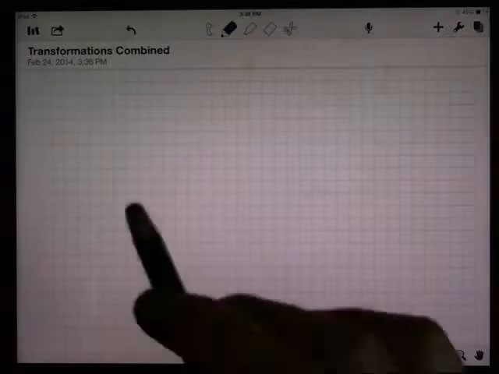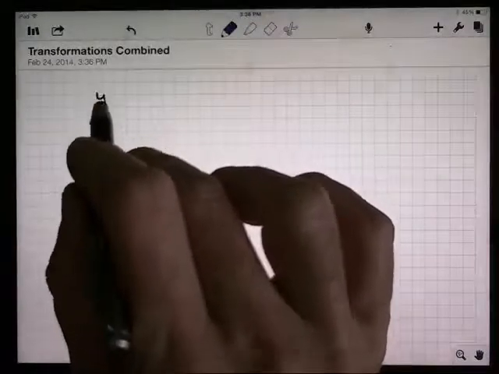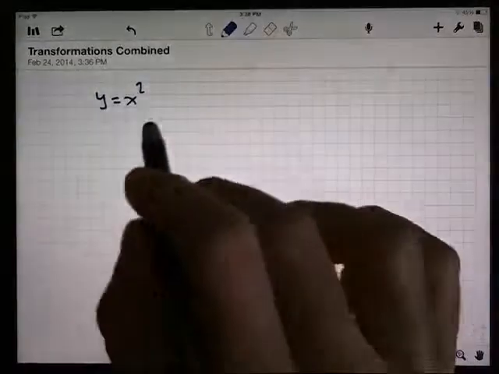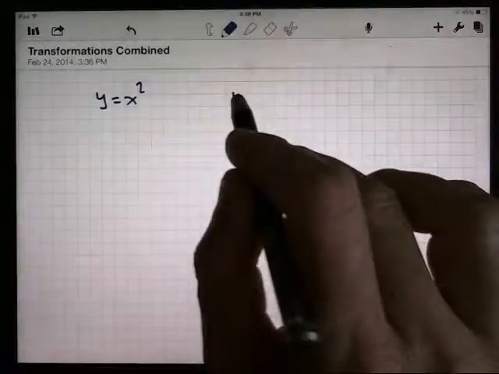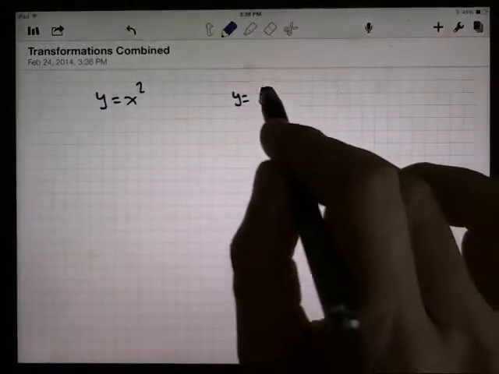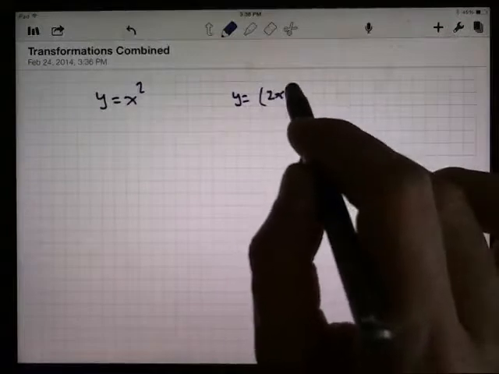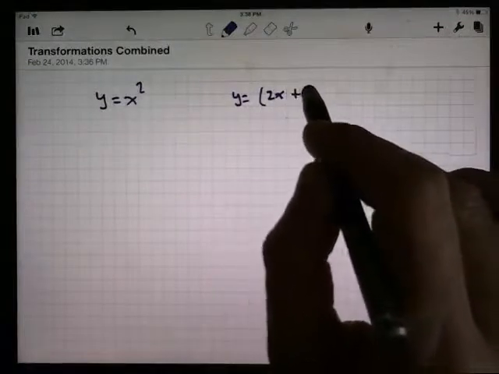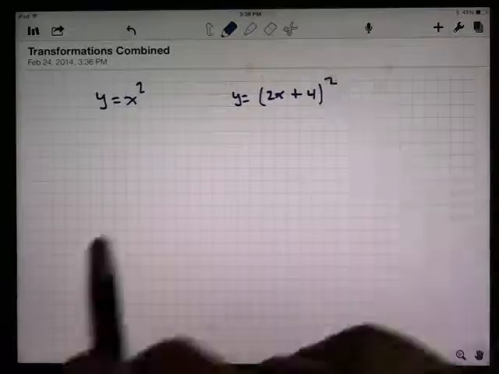Okay, in this video I want to take a look at all the transformations put together into one function, and see how we can deal with that. Generally it's straightforward except for one thing, and I want to point this out. I want to look first of all at the graph of y equals x squared, and at the graph of y equals (2x plus 4) squared.